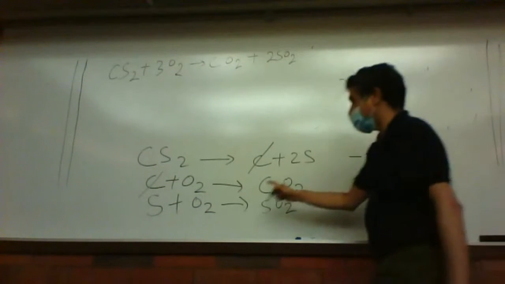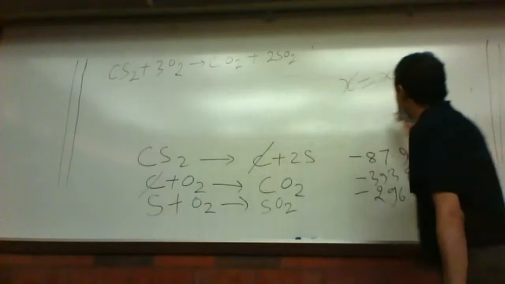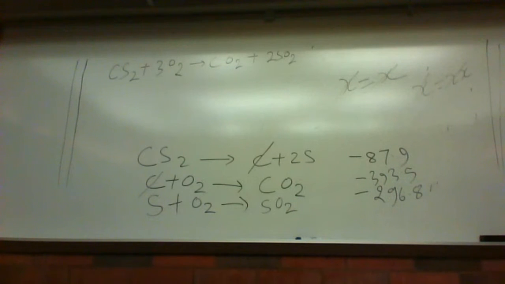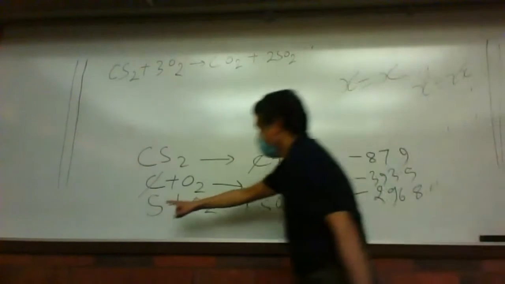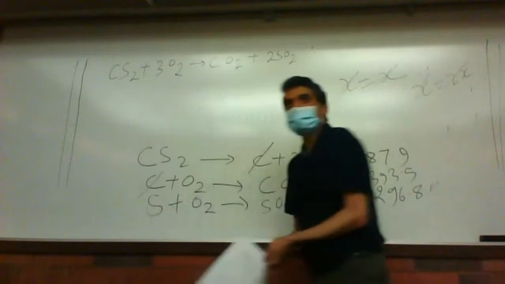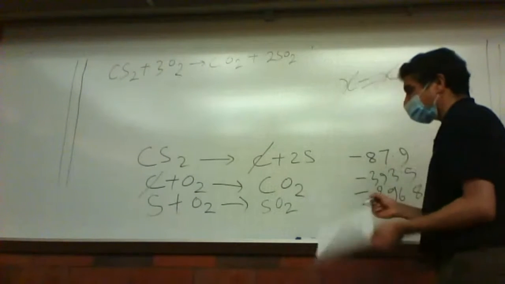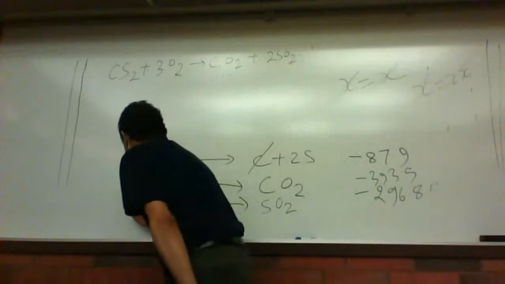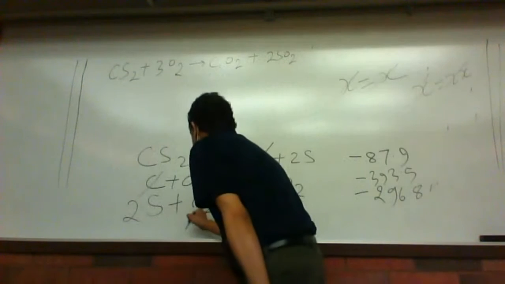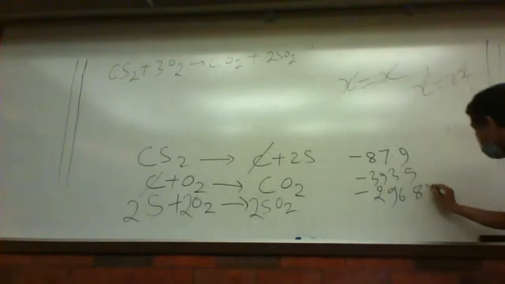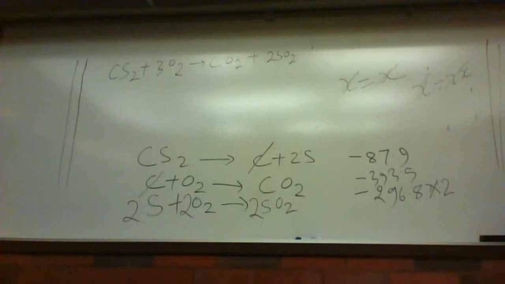I want to cancel 2S with S. Can you cancel S and 2S? Can you cancel x equals 2x like this? You can't, right? To cancel exactly, you need to have 2x equal to 2x. So I just want to make this guy 2S, so that this one and this one I can cancel. So I'm going to multiply this equation by 2. I should multiply this by 2, and this by 2, and I also should multiply the heat by 2. Make sense?